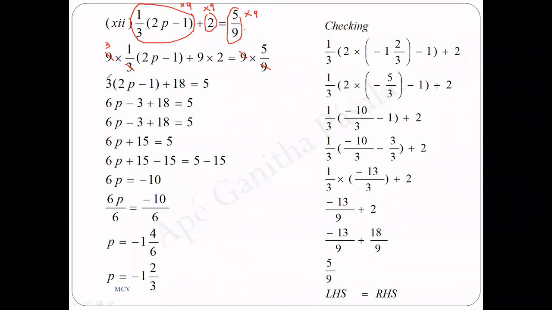Now let's remove brackets. 3 into 2, 6p. 3 into 1, 3, minus 3. 6p minus 3 plus 18 equals 5. No need to write the same step twice, I will remove this step. Then plus 18 minus 3 plus 18. There are 18 plus signs.